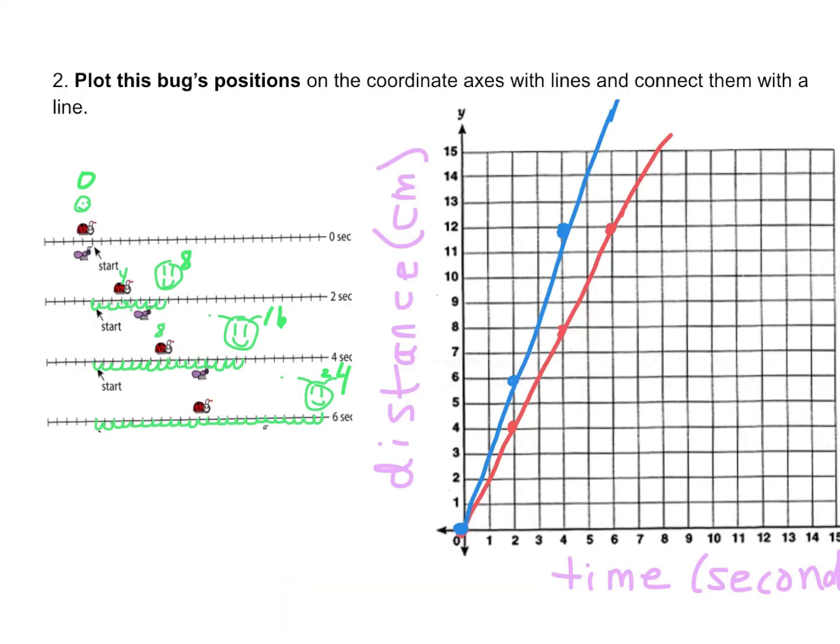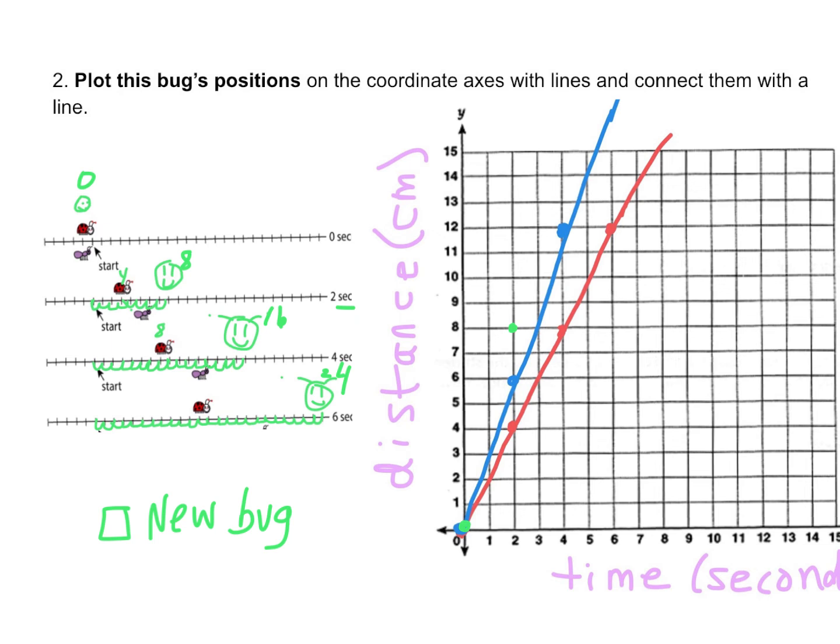Okay, moving on to question number 2 in this section. We're going to plot this bug's position on the coordinate axis with lines and connect them. So we're going to put our new bug on here. He's already green. So in your answer key, we'll put our new bug on here. And he starts at 0, 0. And then after 2 seconds, our bug was out at 8 centimeters. So over 2, up 8, put a new point.